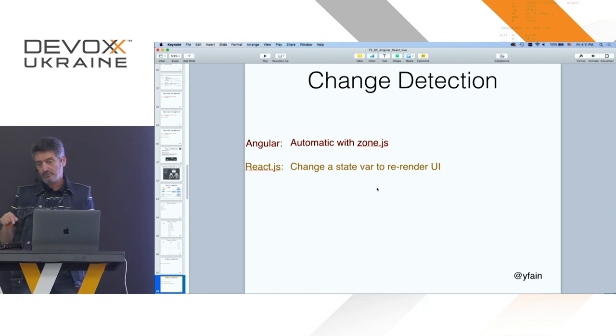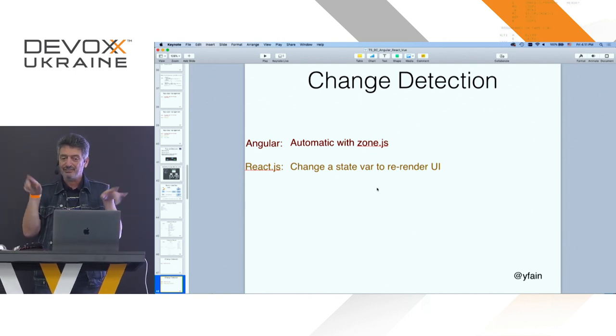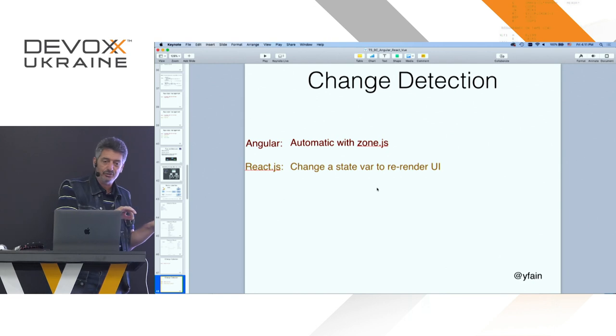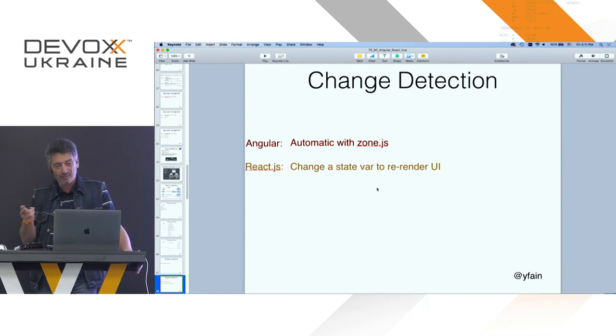In React.js, it's different. In React.js, you have to manually do something. They have this idea about internal state of the component, not application state, but component state. And they say, whenever you change the variable that was assigned as a state, it automatically refreshes the UI. It re-renders the UI the minute you change the state. So in that regard, you have to do this manually. It's not done like in Angular. I'm not saying it's bad or something, but it's different.